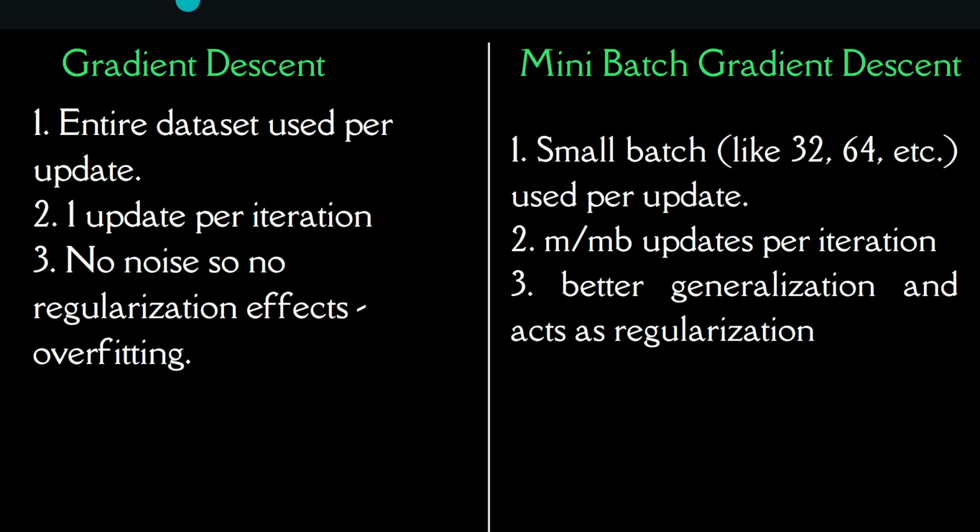In gradient descent, we pass the entire data set, so there will be no noise. So in a way, there is no regularization from the gradient descent itself. But in mini batch gradient descent, since we are sampling random batches, there will be some kind of noise in the gradient descent. So it acts as a regularization and avoids overfitting. You can say mini batch gradient descent is a kind of regularization.